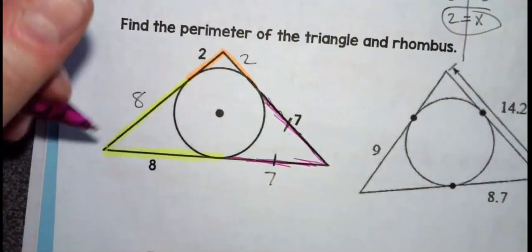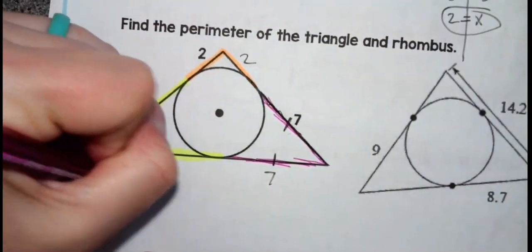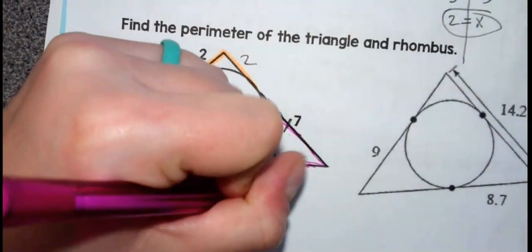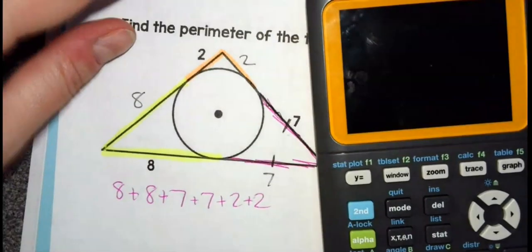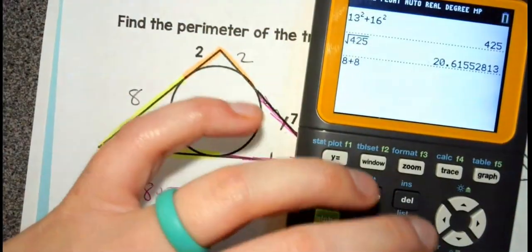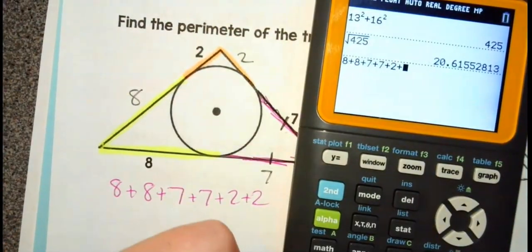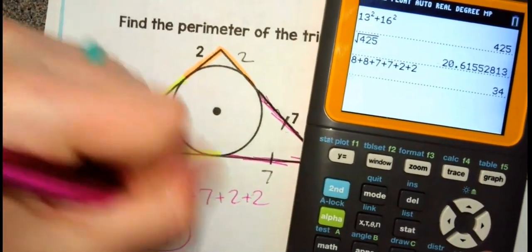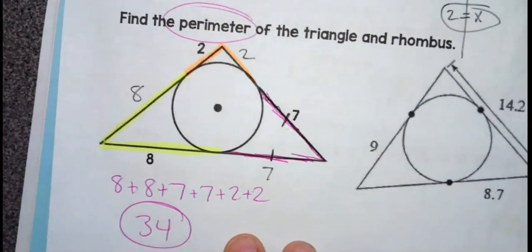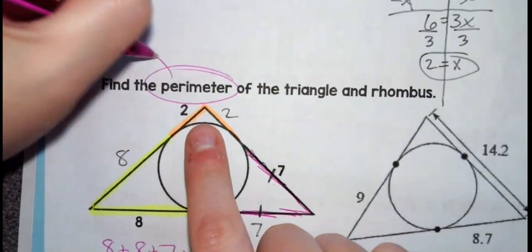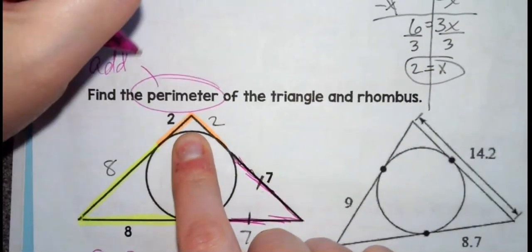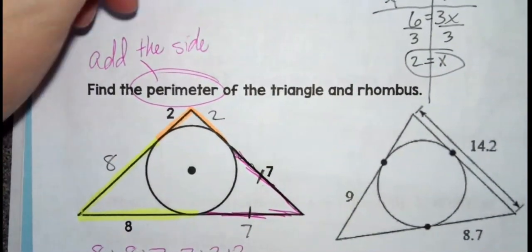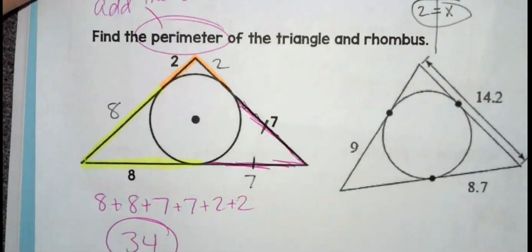So now for perimeter, you're just adding up the sides. 8 plus 8 plus 7 plus 7, 2 plus 2. You add them together, and you get 34. And then you're done. That's the perimeter. So the perimeter, add the sides together. That's what perimeter's asking you to do.